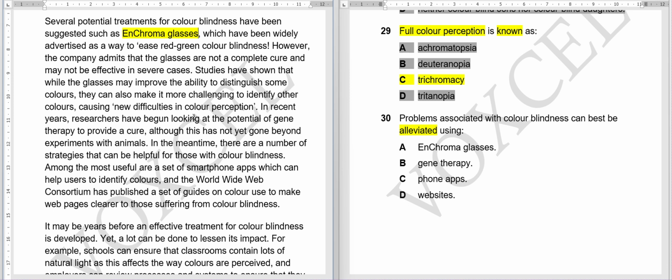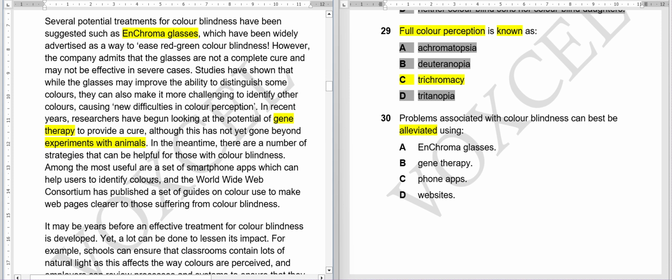Studies have shown that while the glasses may improve the ability to distinguish some colors, they can make it more challenging to identify other colors, causing new difficulties in color perception. In recent years, researchers have begun looking at the potential of gene therapy. Now, they are talking about gene therapy to provide a cure, although this has not yet gone beyond experiments with animals. So it is in the experimental stage. In the meantime, there are a number of strategies that can be helpful for those with color blindness.